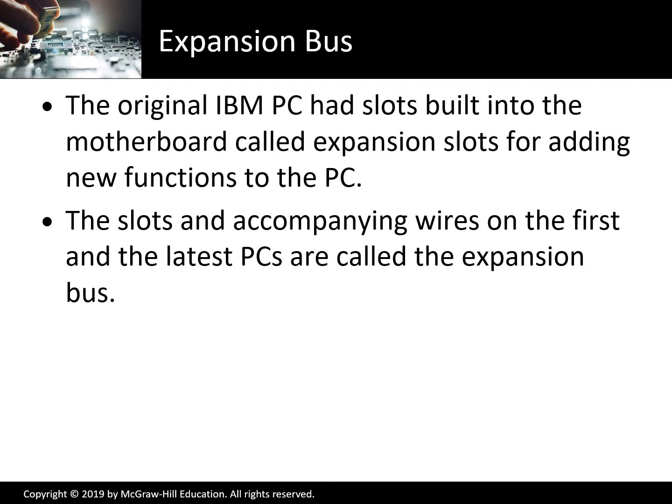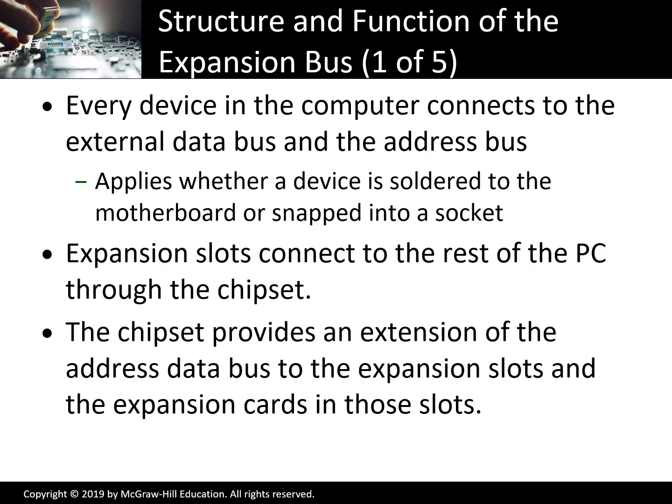Now, the expansion bus. Originally, IBM had slots built into the motherboard, and it would add new functions to the PC. The slots and the wires, on the latest PCs, they're called the expansion bus. And every device in the computer connects to the external data bus and the address bus. It applies whether it's soldered in, whether it's in through a socket, okay? And the expansion slots connect the rest of the PC through the chipset. So the chipset provides an extension of the address data bus.